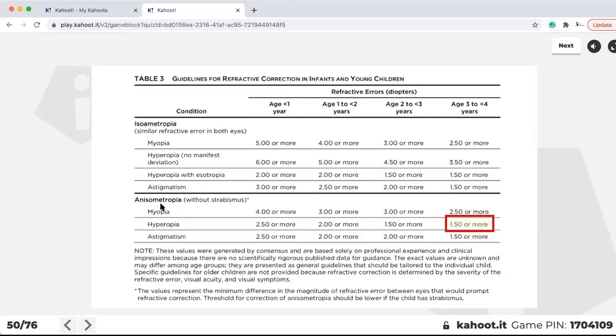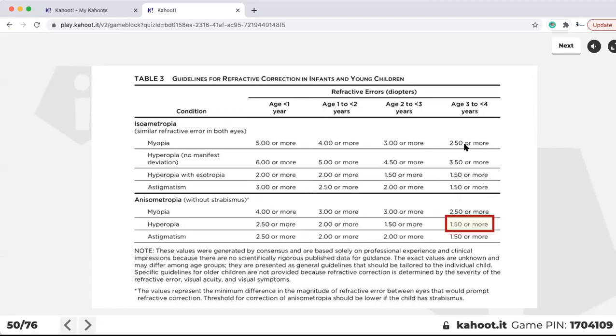The second option is asking about a child who has again isoametropia with minus one sphere in both eyes. So here is the myopia. A 3-year-old child can tolerate 2.5 diopters in both eyes. So this is not the right answer.